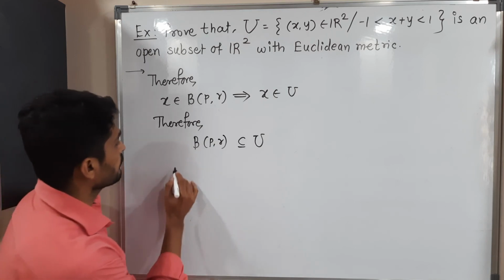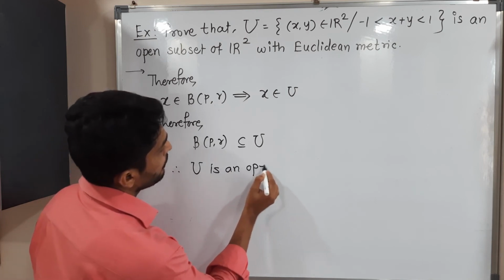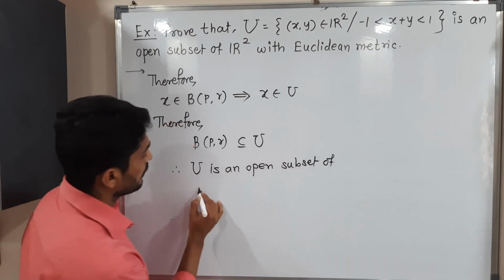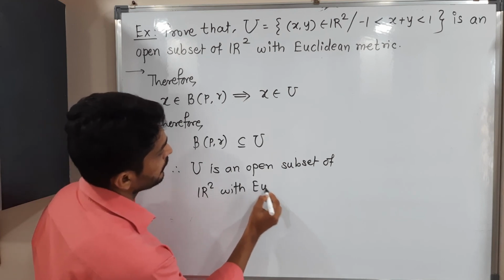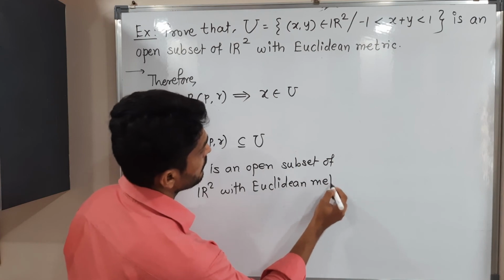So therefore, what can we declare? Therefore, U is an open subset of R2, obviously with Euclidean metric. So in this way we proved it.